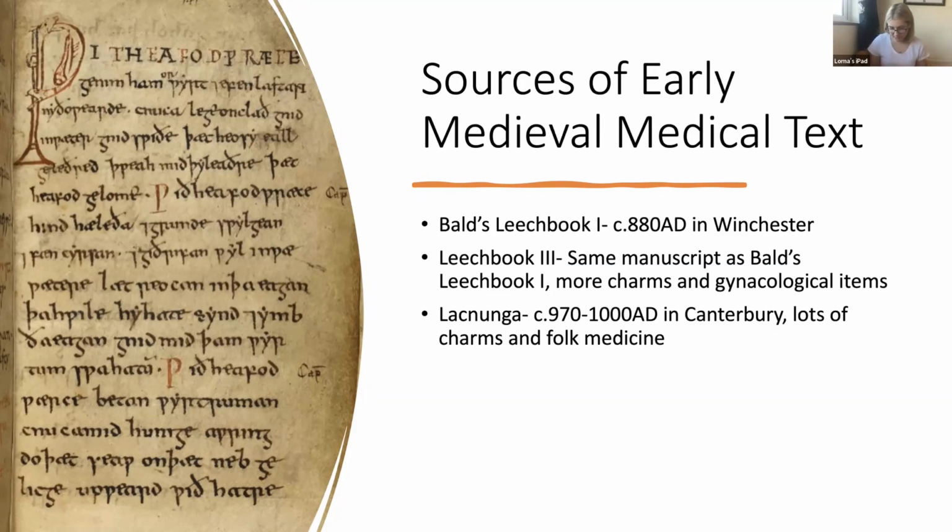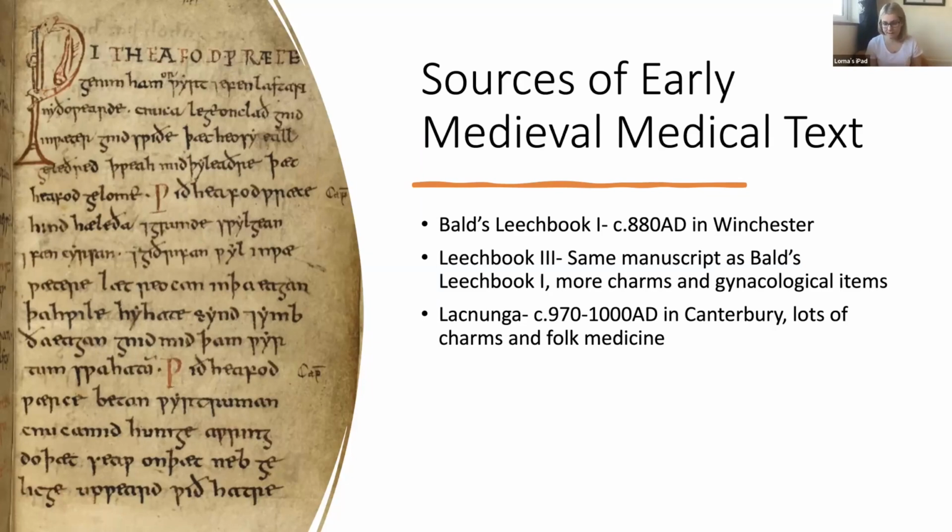So Bald's Leechbook 1 is one of the best known medieval medical texts written in Old English. Bald's Leechbook is named after a Latin signing at the end of the second book, which actually says the word Bald in it, which is kind of cool. It's a collection of herbal remedies written in about 880 AD in Winchester. So that's the time period we're looking at. The book is organised from head down and has a clear contents page, unlike the other two texts that we're going to look at.